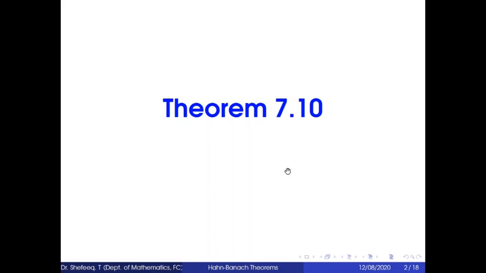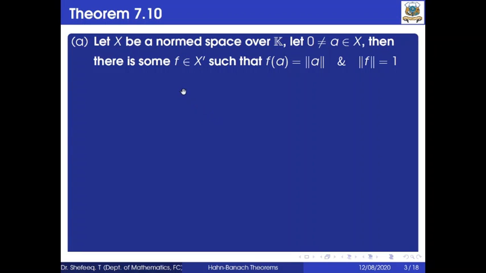Dear students, in this lecture we will discuss Theorem 7.10. So this theorem has three parts. First part: let X be a normed space over K and a be a non-zero element in X. Then there is some bounded linear functional f such that f(a) = ||a|| and ||f|| = 1.